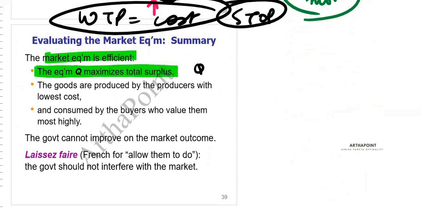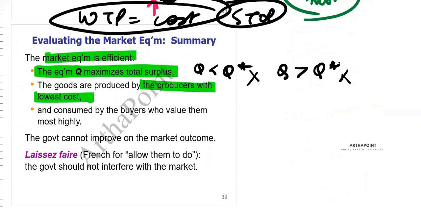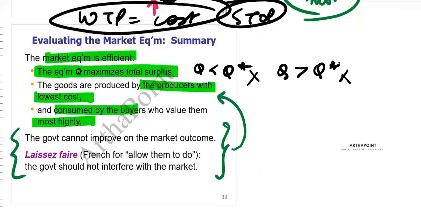You don't want to sell less than the market equilibrium. You don't want to sell more than the market equilibrium. This is not what you want to do. At market equilibrium, producers are selling at the lowest cost and the consumers who are buying it value them the most. So basically, no government intervention is required. Market equilibrium in itself is efficient.